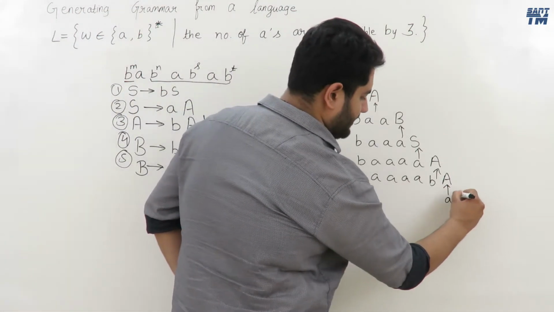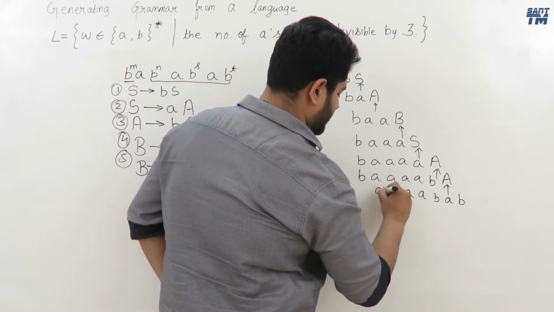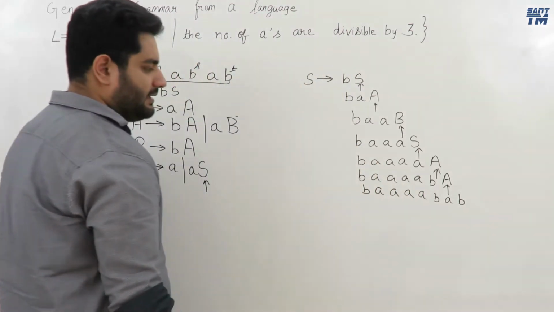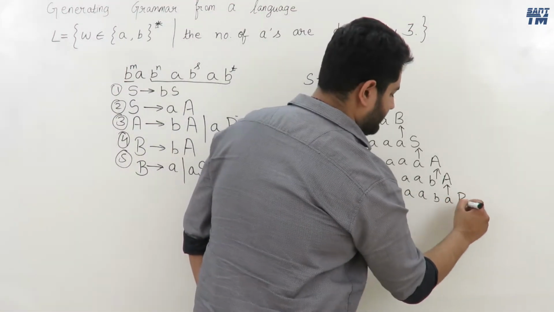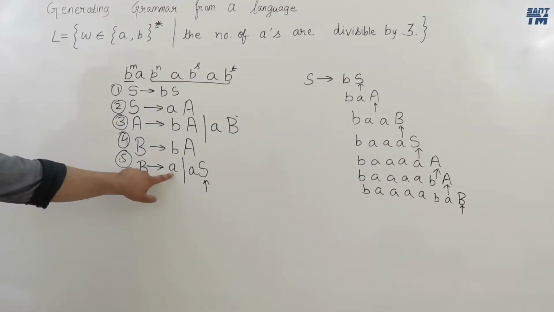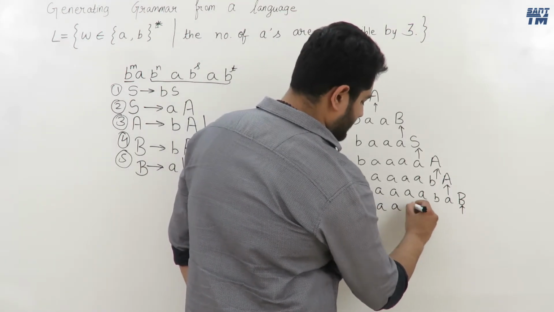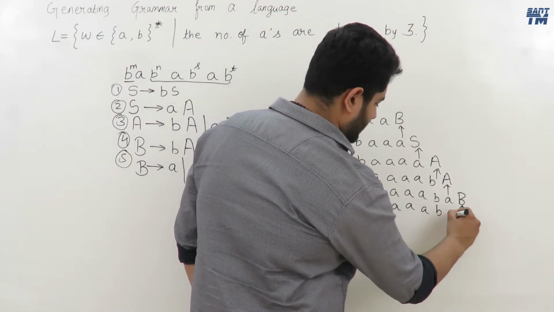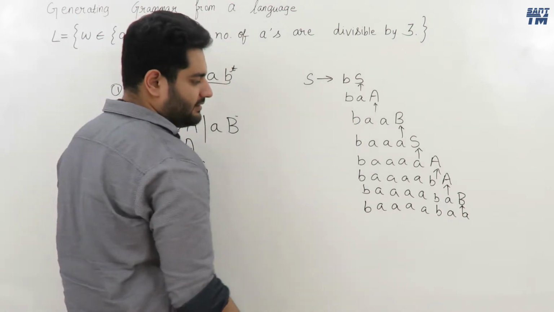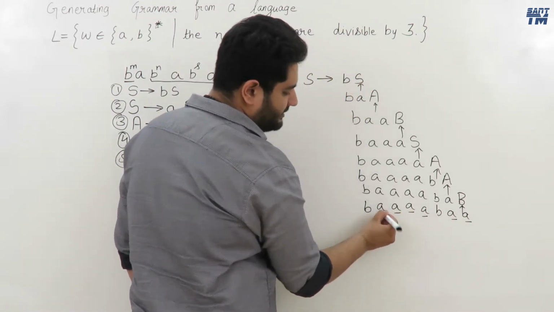Here it will become AB, B, A. Now in place of this is non-terminal B. Now in place of this B, let us substitute A, B. How many A's are there now? 1, 2, 3, 4, 5, 6.